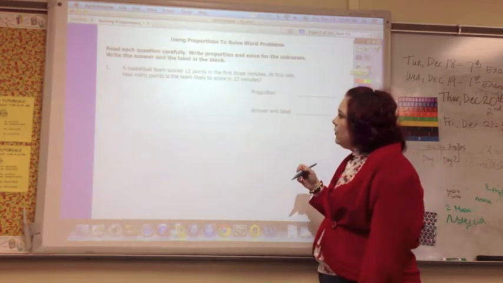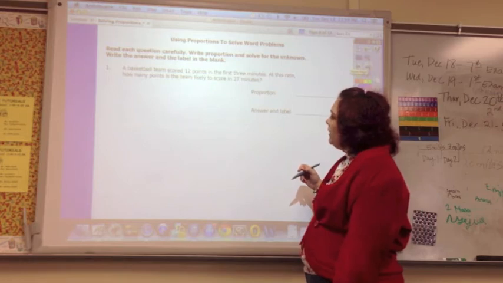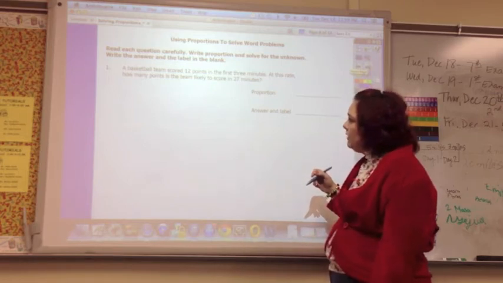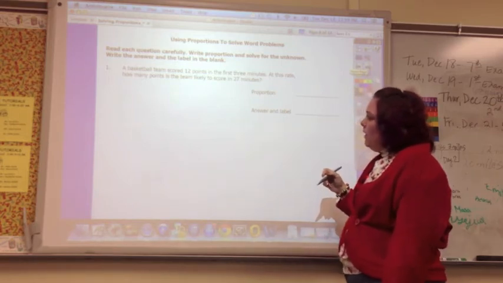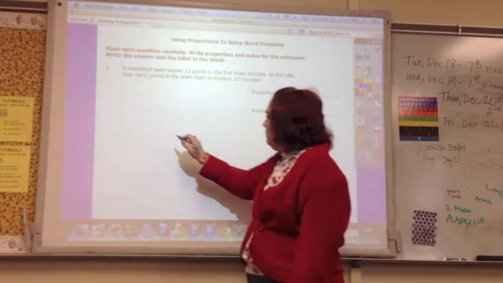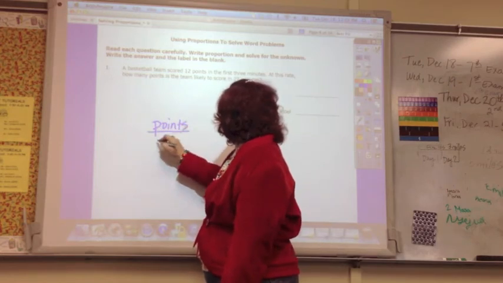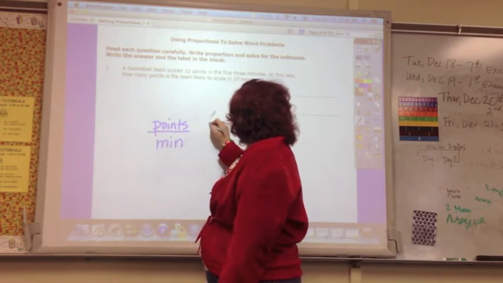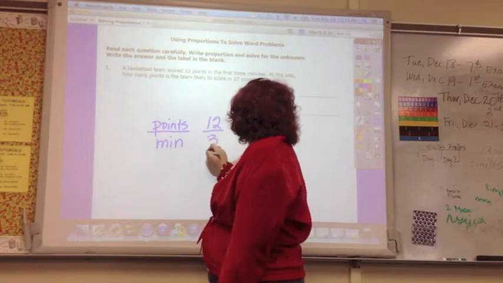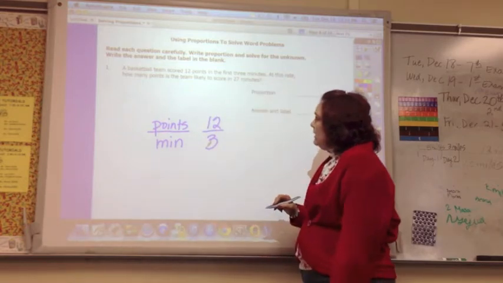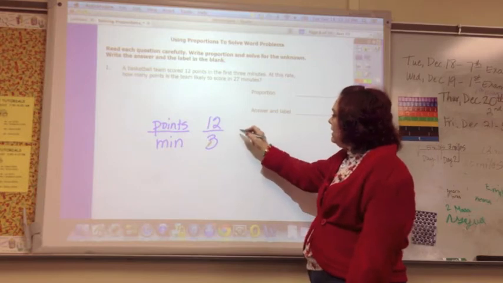Okay, so read each question carefully, write the proportion, and solve for the unknown. Write the answer and the label in the blank. Okay, so a basketball team scored 12 points in the first 3 minutes. So we're comparing points to minutes. 12 points, 3 minutes. At this rate, how many points is the team likely to score in 27 minutes?